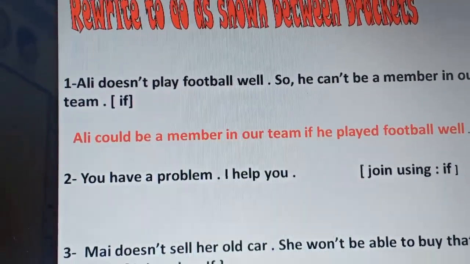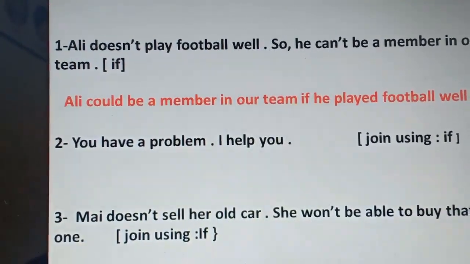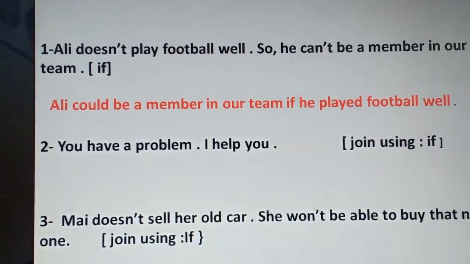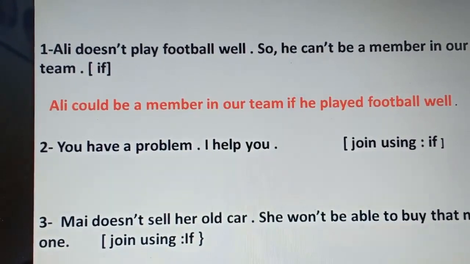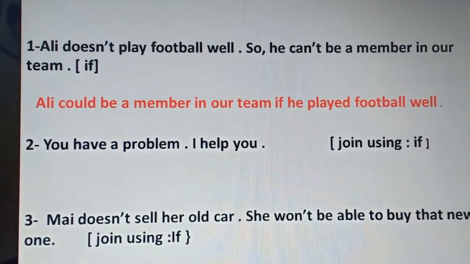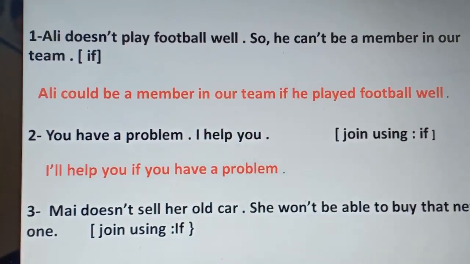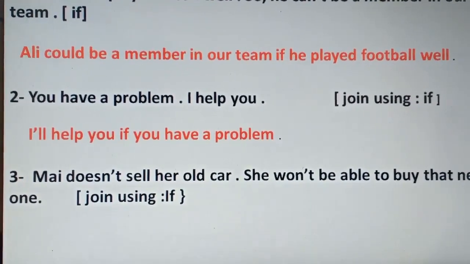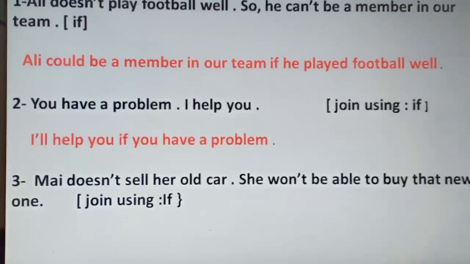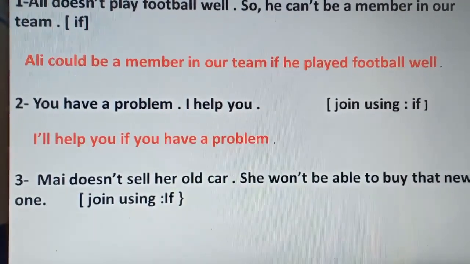Number 2, you have a problem, I help you. Here, I'm expressing something that is possible to happen. So I'm going to use if type 1, present simple, future with will. I'll help you if you have a problem. And of course, I can start with if and say, if you have a problem, I will help you. But just notice that in this case, you're going to put a comma in the middle.